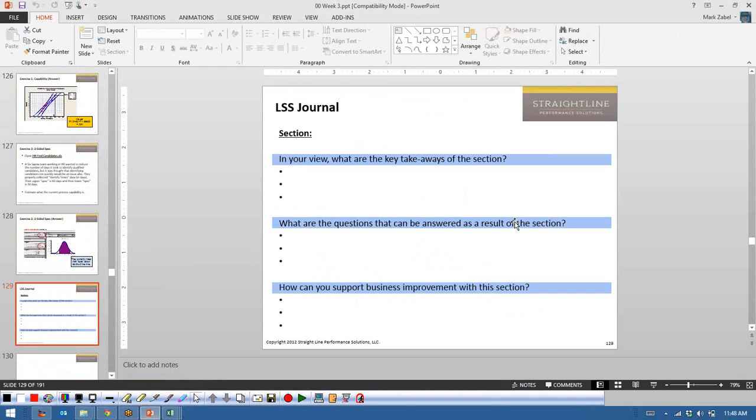Okay. Before we move on, what questions do you have about capability? Okay. Take a minute to write in your journals. What do you think the takeaways are of this, and what are the questions that you can ask, and how you can support business improvement? And then we will move on.